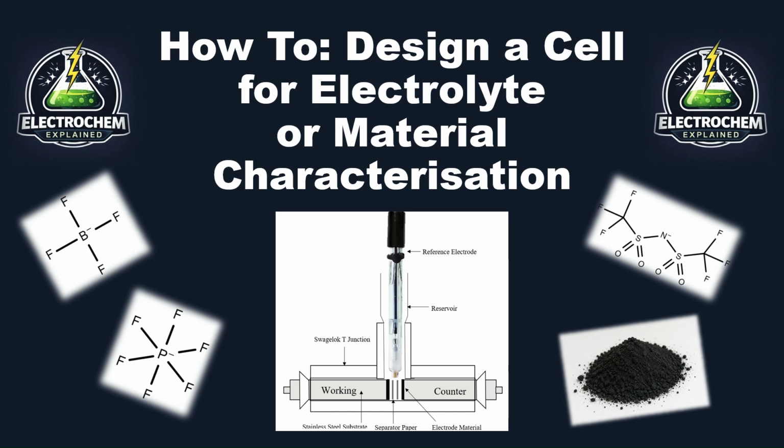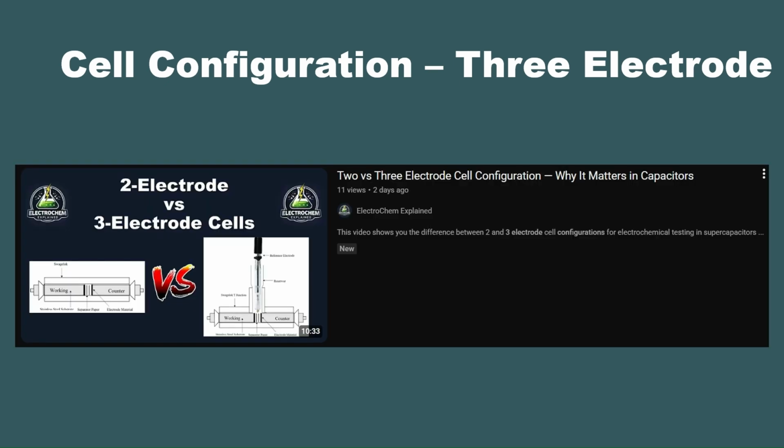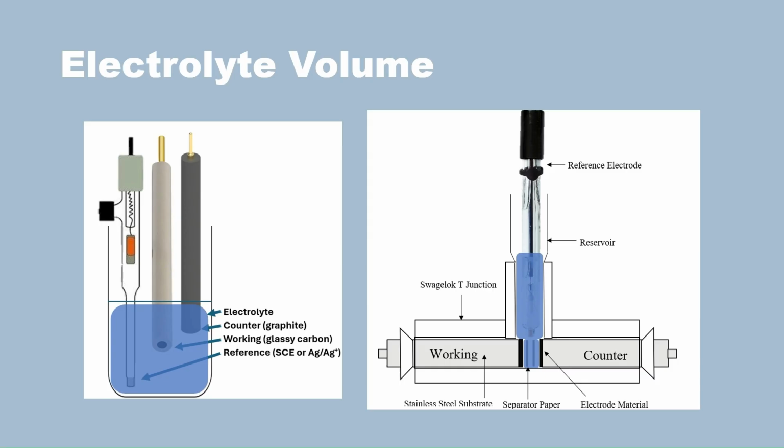Hello, so this video is going to be a quick one on how to design a cell for electrolyte or material characterization. So for your cell configuration, you should always want to do a 3-electrode system. If you haven't already seen my previous video on 2 versus 3 electrode cell configuration, go check that out. It'll explain exactly why you absolutely want to be sticking to a 3-electrode system whilst you're characterizing things.